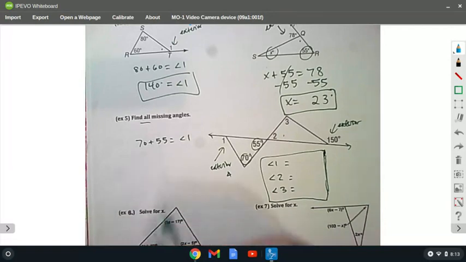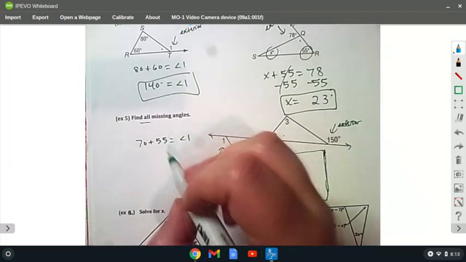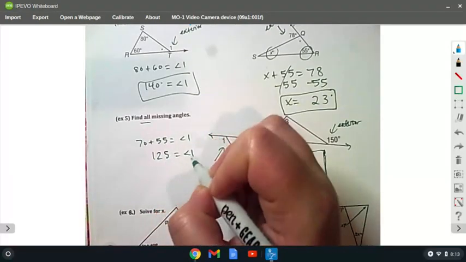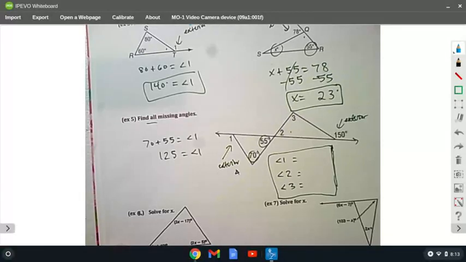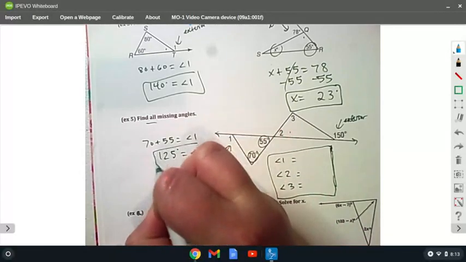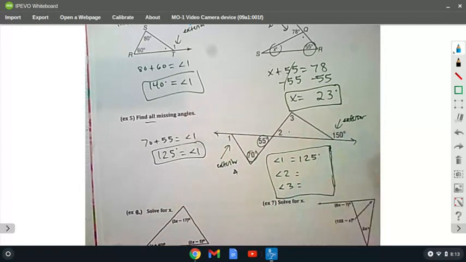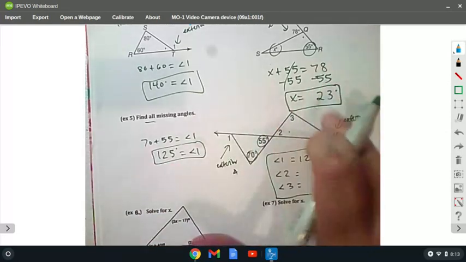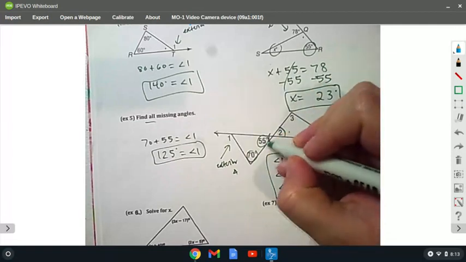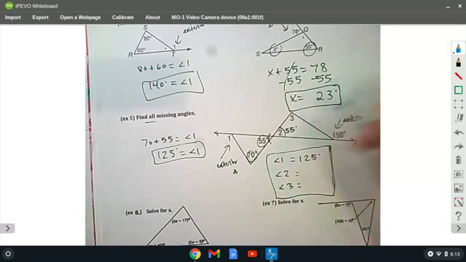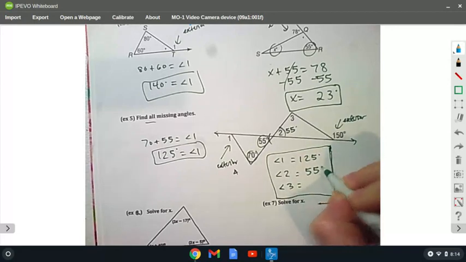So I'm adding these together for angle 1. That's going to give me 125 as my angle 1. And remember, that's degrees. Now, angle 1 didn't help me get 2 or 3. But I do have vertical angles again right here. So if this is 55, then angle 2 is also 55. So anytime you get stuck in these problems, always check, are there any vertical angles that I can label? So angle 2 is 55.